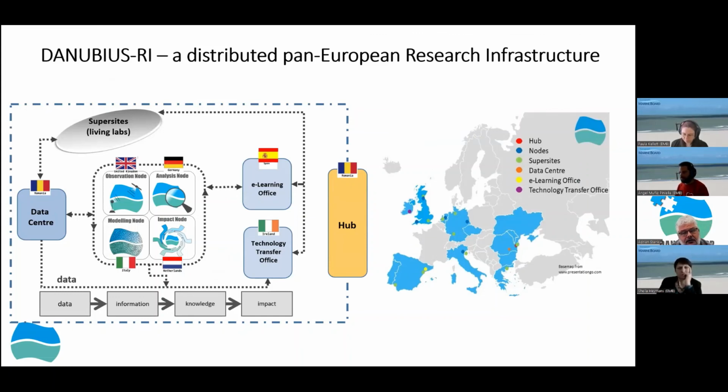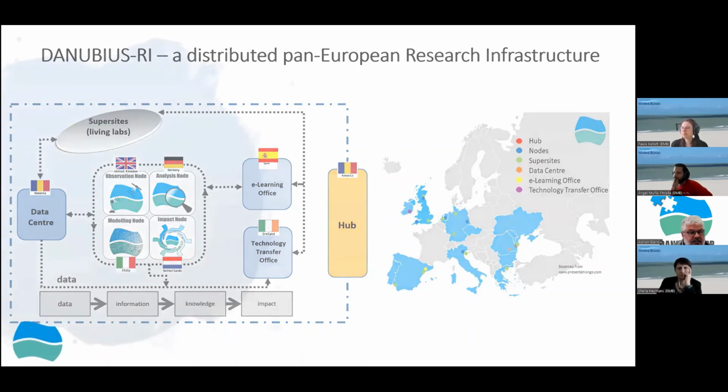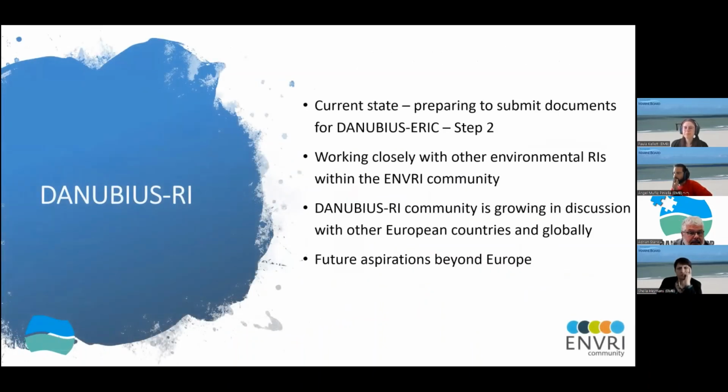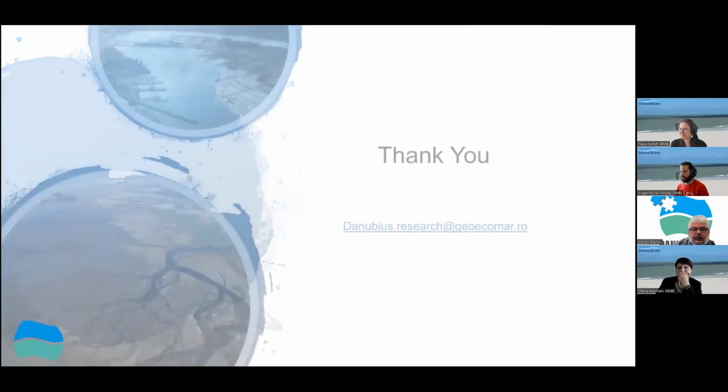We have our natural laboratories, which are super sites, areas of high scientific interest that host fields for experimentation, testing ideas, methodologies, sensors, and so on. We are preparing to submit documents to create Danubius ERIC. We are preparing step 2, working together with other environmental research infrastructures within the EMB community. We discuss expanding the community with other European countries and globally. And we do have future aspirations beyond Europe.